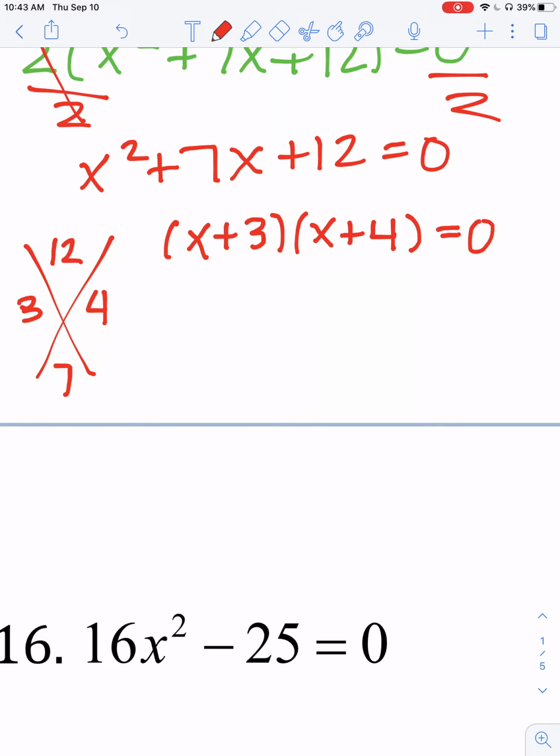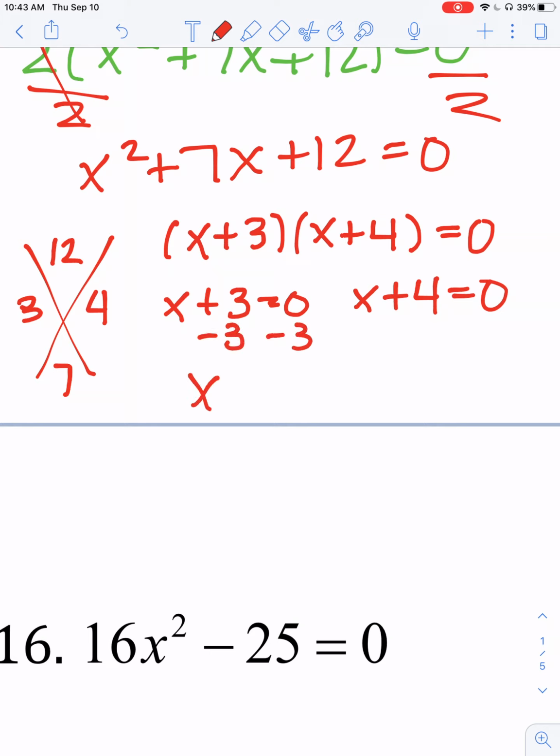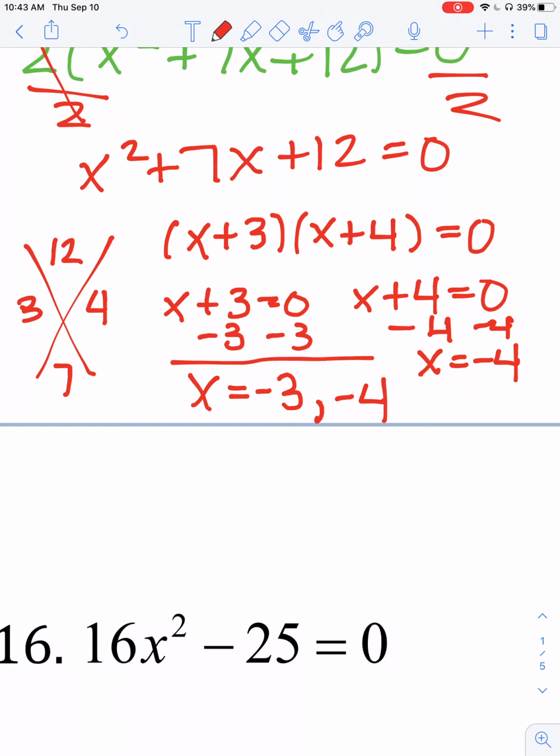Now that we've factored, we can go ahead and solve by setting each of the factors equal to 0. And then I'm going to solve each one. So for x plus 3 equals 0, I would subtract 3 from both sides. I get x equals negative 3. And then for x plus 4 equals 0, I would subtract 4 from each side, get x equals negative 4. And I'm going to list them together. X equals negative 3, comma, negative 4.